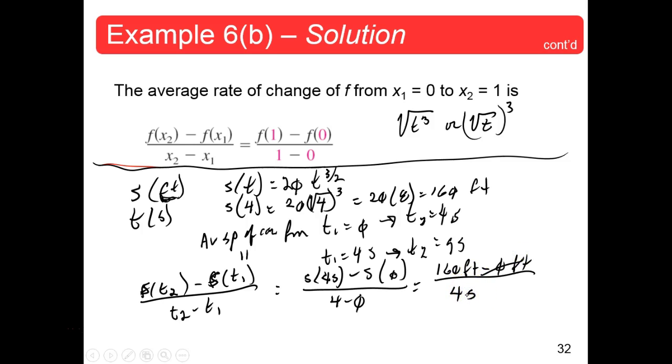And what is your average speed? 40. 40 what? There's units involved. Feet per second. Perfect. Okay. Let me get your name, please. Alana. Okay. There you are. Good deal.